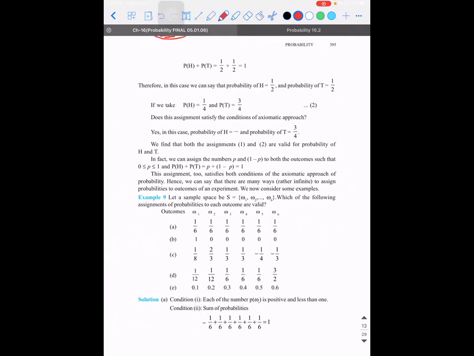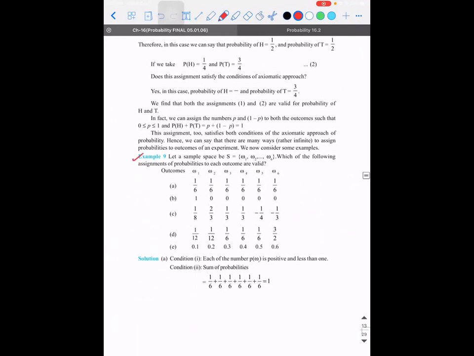Okay, so let us do this example 9. Let a sample space S be omega 1, omega 2, and so on till omega 6. Which of the following assignments of probabilities to each outcome are valid? That is the meaning. So what they are trying to say is the outcomes are omega 1, omega 2, omega 3, omega 4, omega 5 and omega 6.